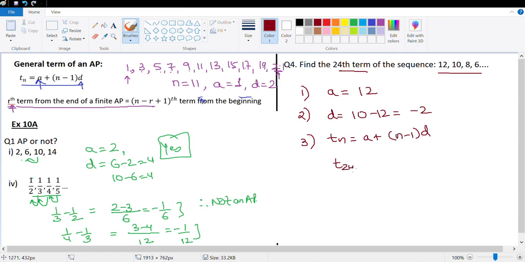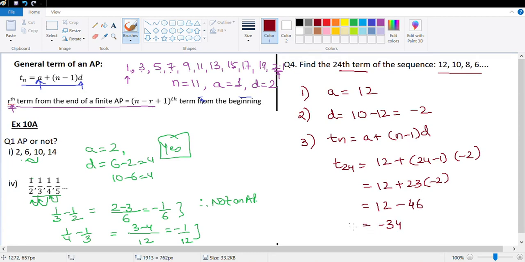We need to figure out T24. That'll be equal to A, which is 12, plus n minus 1, that's 24 minus 1 times D, that's negative 2. So that's 12 plus 23 times negative 2. 12 minus 23 into 2, that's 46. So this is negative 34. So the 24th term of this AP would be negative 34. Perfect.